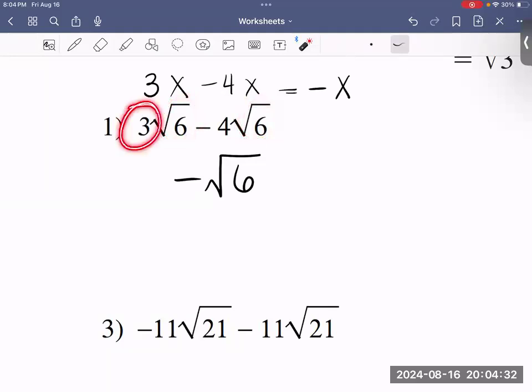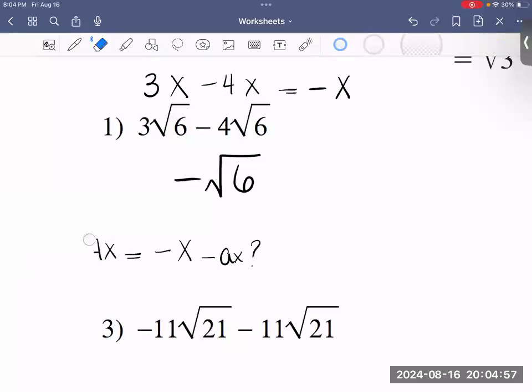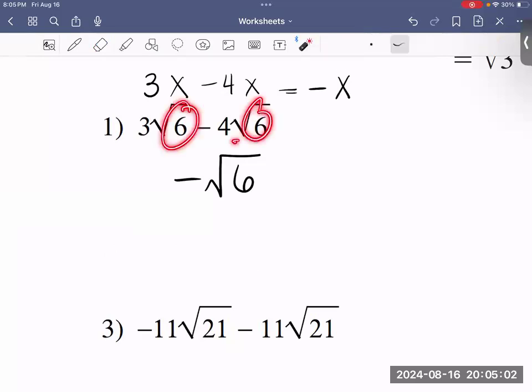So really think about having these square root signs as being a variable. Now you still need to account for anything on the outside. That still needs to be the same type of term. So if this was, let's say, 3a, so if we did 3ax minus 4x, can that combine to make just a negative x or a negative ax? No. So be super careful when you're going through. This is its own variable, but think about how we combine like terms normally.